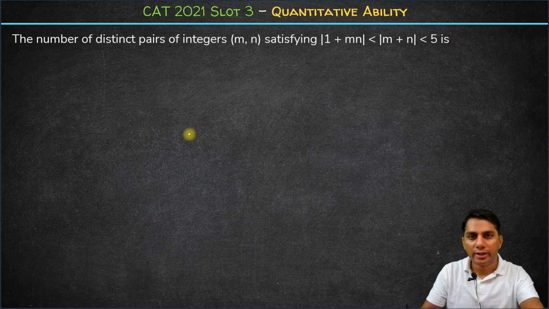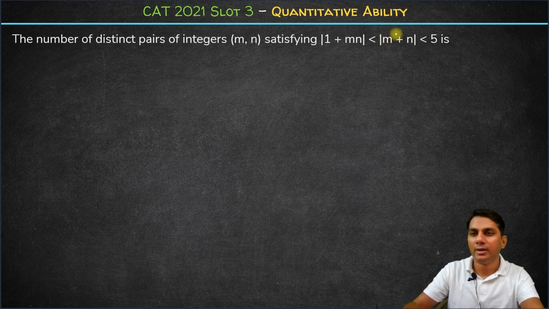Hi. So here we have a pretty difficult question, I would say. You have to figure out the number of distinct pairs of integers m and n. So m and n are integers which satisfy this inequality. Okay. So we'll keep this part aside for the time being. Let's just focus on this part.